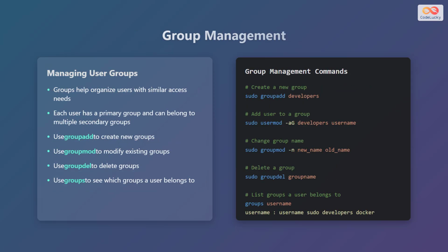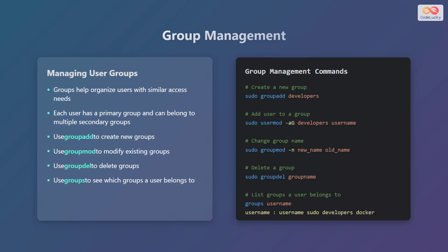In this section, we will discuss group management in Linux. Groups help organize users with similar access needs, simplifying permission management. Each user has a primary group and can belong to multiple secondary groups, granting them specific privileges and access rights.